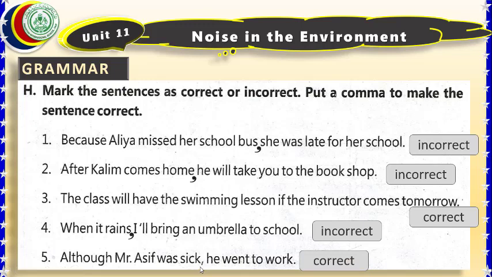I shall repeat the whole idea behind this exercise. Try to understand. There are two clauses in each sentence. One is dependent, one is independent. If the independent clause is in the beginning, there will be no comma. If the dependent clause is in the beginning, there will be a comma.